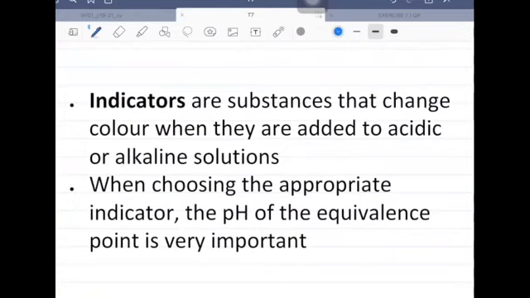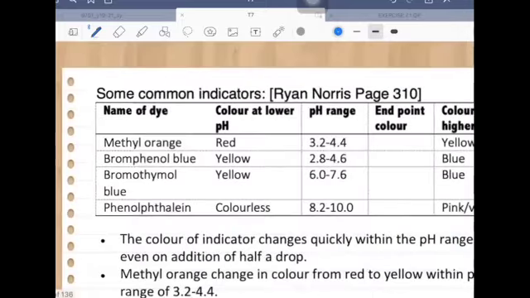Otherwise, then they're useless as an indicator. When choosing the appropriate indicator, the pH of the equivalence point is important. So this is what I was saying just now. We want the indicator to change color as close as possible to the equivalence point. So we give a range. As long as it falls in the vertical region of your pH curve, then that should be fine.